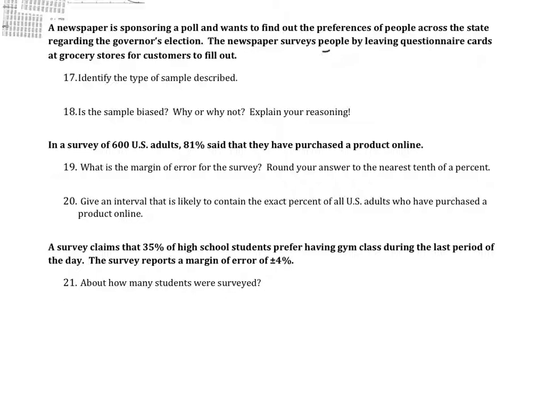All right, our last set of questions says, a newspaper is sponsoring a poll and wants to find out the preferences of people across the state regarding the governor's election. So across the state is pretty important. The newspaper surveys people by leaving a questionnaire card at grocery stores for customers to fill out. Okay? It says, identify the type of sample. Well, it is a questionnaire card, right? So people have a choice whether or not they want to fill it out. So that's going to be called self-selected because it's voluntary.